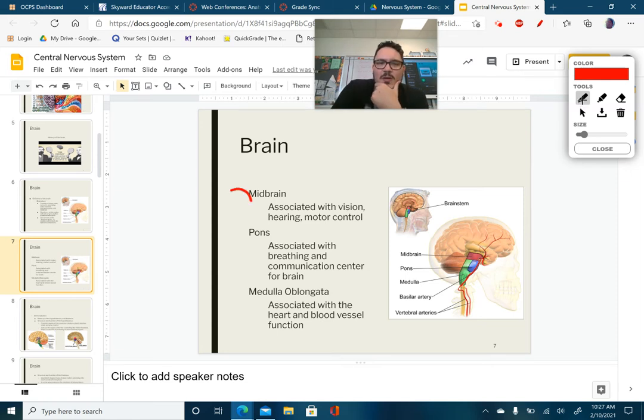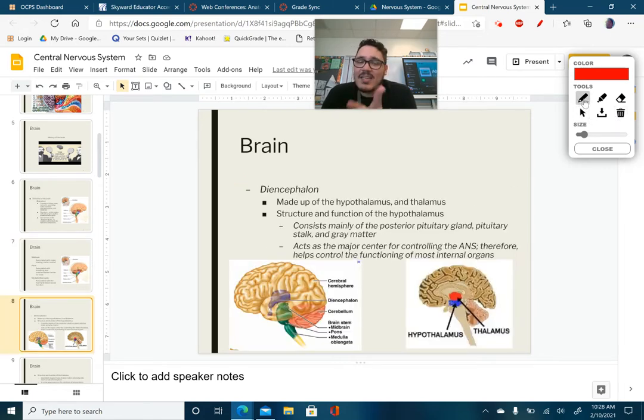So let's take a look at the midbrain. For the midbrain, we're going to say it's associated with vision, hearing, and motor control. With the pons, we're going to say it's associated with breathing and the communication center for the brain. Especially that breathing part is rather important. Interestingly enough, the pons is the part of your brain that keeps you breathing when you're sleeping. So that's important. And then the medulla oblongata is involved with a lot of different things as well. We're just going to say it's associated with heart and blood vessel function.